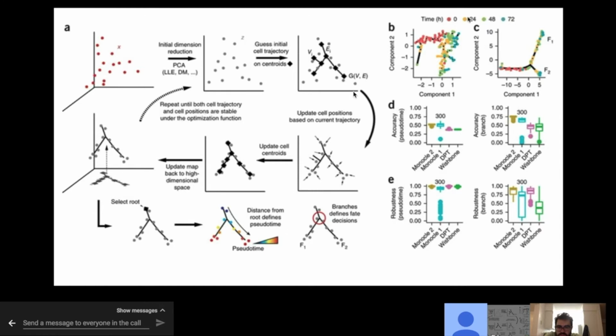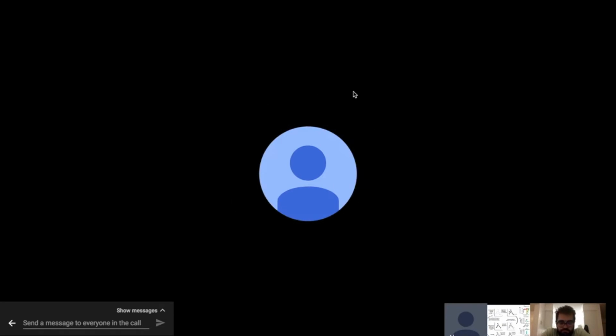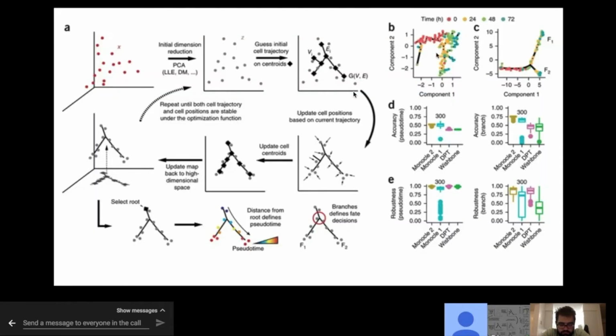So over here, they're showing what the actual data analysis looks like. In panel B, they have an ICA analysis of the cells, and then in panel C, they've applied their actual projection using what they call a DDR tree. And then in panels D and E, they're just showing the accuracy and robustness of their ability to look at pseudotime using various trajectory analysis tools.